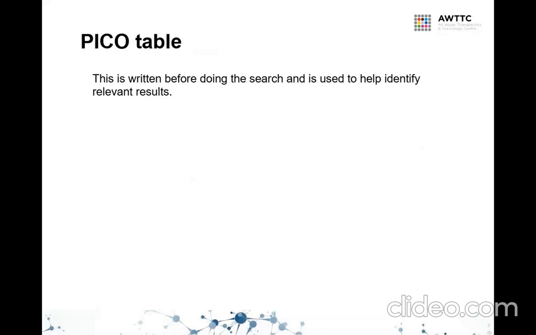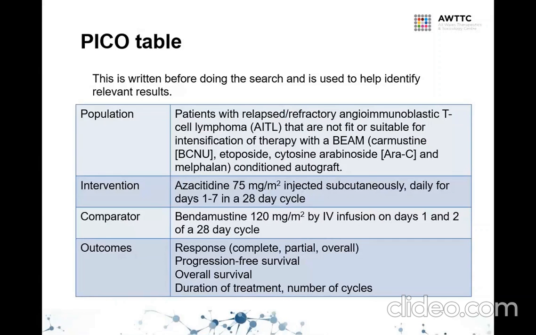Right, so the PICO table. This is written before doing the search, and it stands for participants, interventions, comparators, and outcomes. And the below is an example of one we did recently for that azacitidine assessment. So what we'll do is clearly define the population of interest for the indication that we're considering. We want to be very specific in terms of the intervention as well, so dosing schedules.